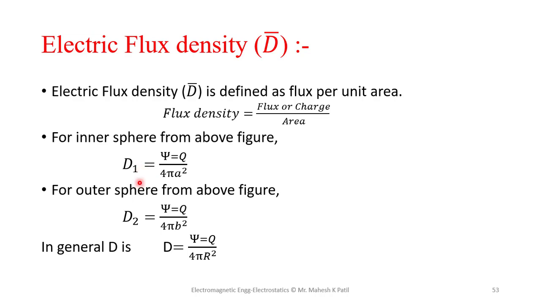So you can observe this D1 and D2. In general it can be written as D, the flux density or electric flux density, D equal to psi upon 4 pi R square, where capital R is the distance of the point from the given charge.